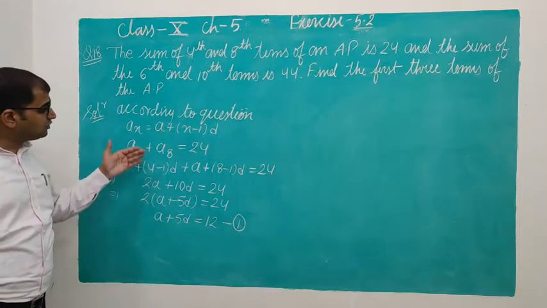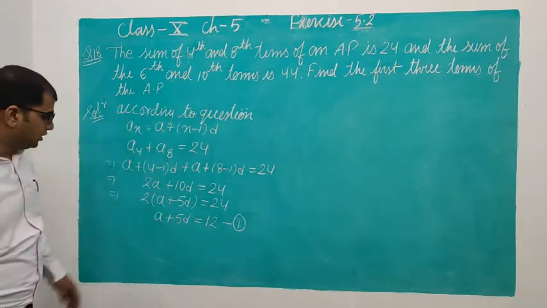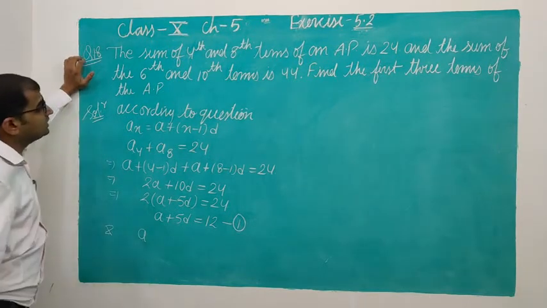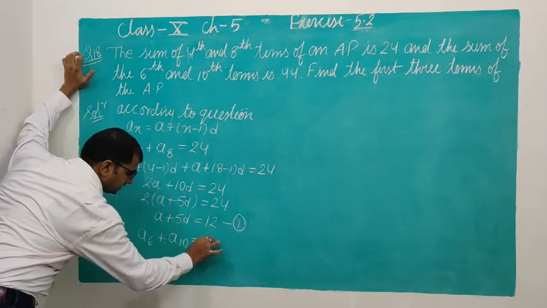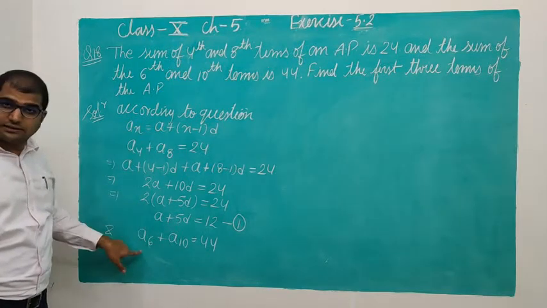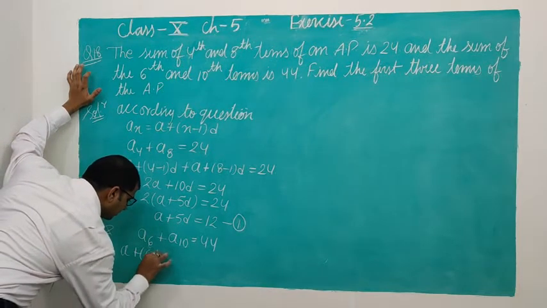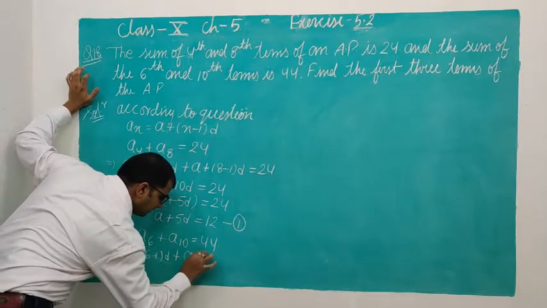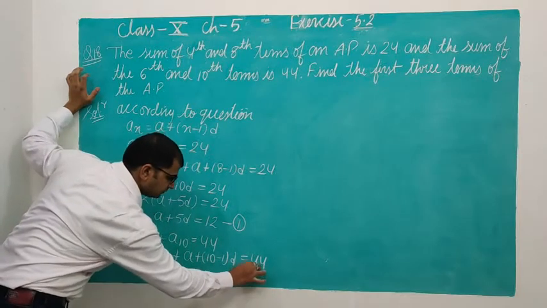Okay. Similarly, we solve the next condition, that the sum of the 6th and the 10th term is 44. So the next condition is the sum of the 6th term and the 10th term is 44. Okay, the same formula applies: AN formula here in A6, that is A plus 6 minus 1 into D, plus A10, that is A plus 10 minus 1 into D, is equal to 44.